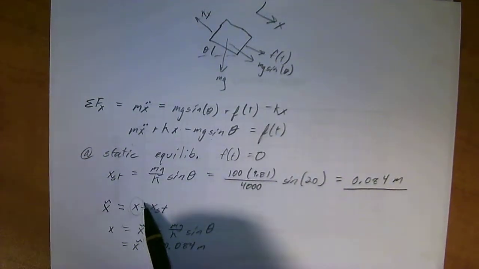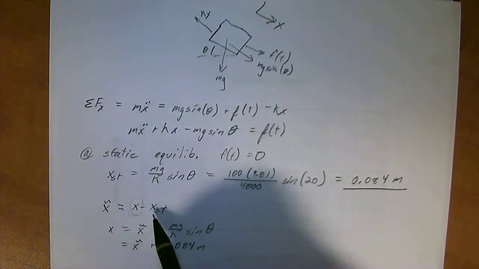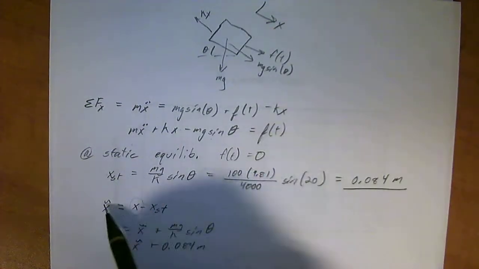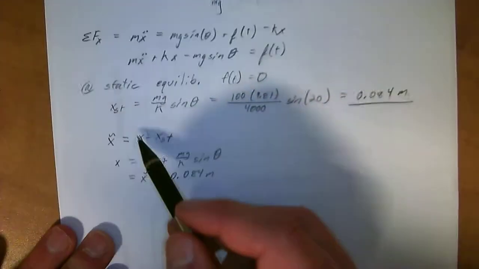This is the entire displacement of the system, and then if you subtract the static displacement of it, you get the displacement just due to the forcing function. So this x tilde is just the displacement due to the forcing function.